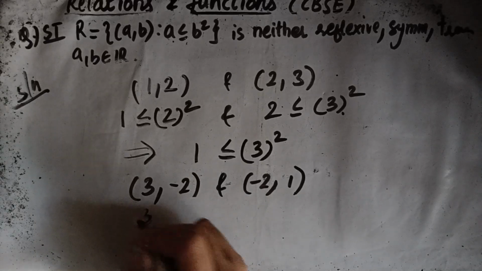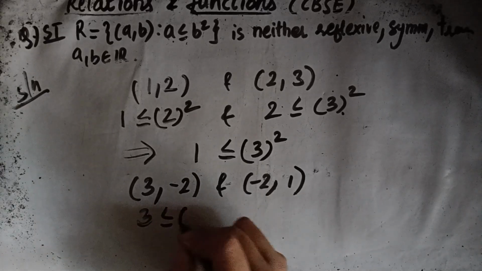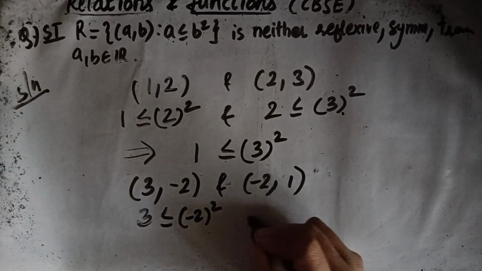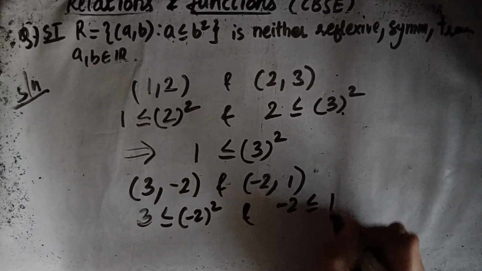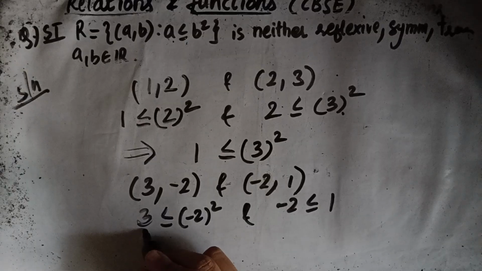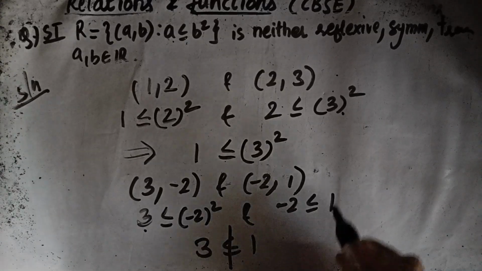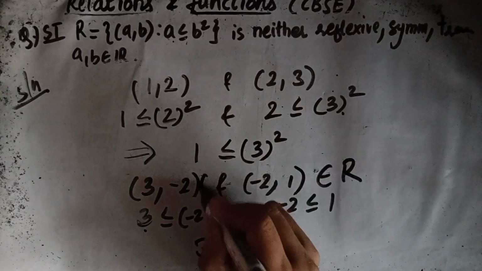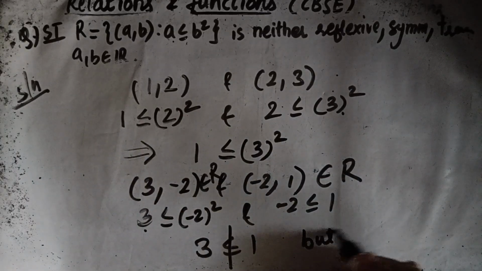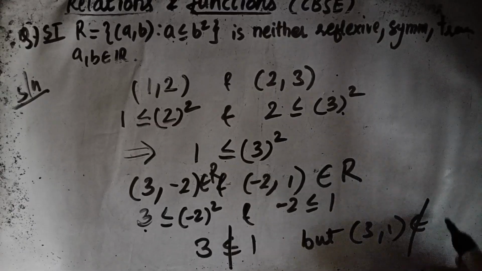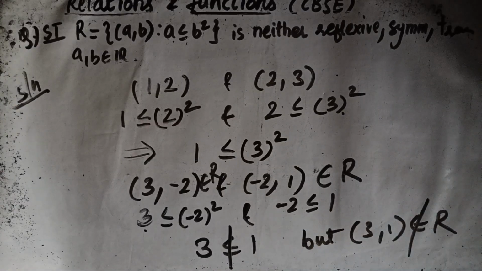See here, 3 is less than or equal to (minus 2) squared, which is 4, and minus 2 is less than or equal to 1 squared. Okay, but 3 is not less than or equal to 1 squared. So (3, minus 2) and (minus 2, 1) belong to R, but (3, 1) does not belong to R. So it is proved that this relation is not reflexive, not symmetric, and not transitive.